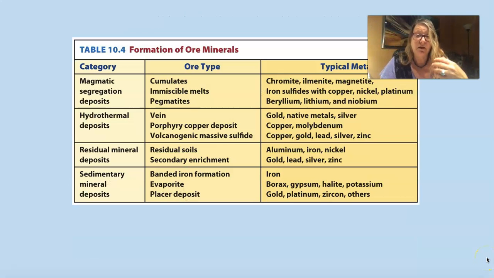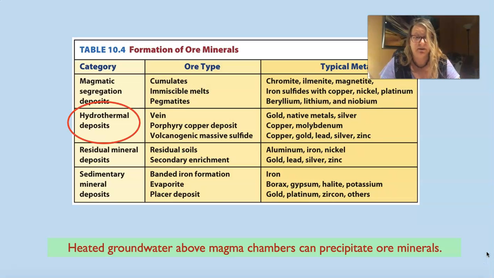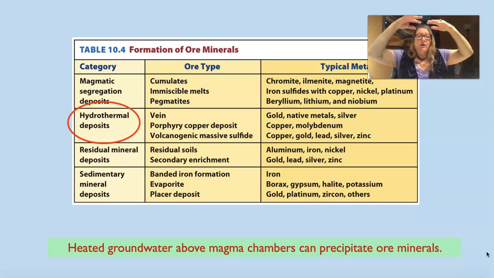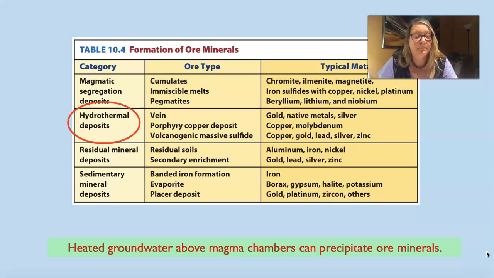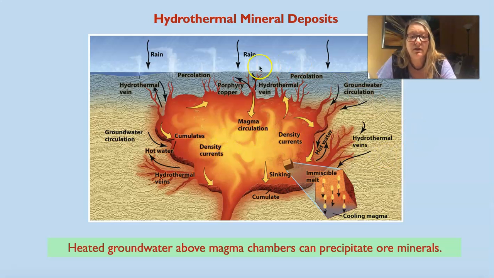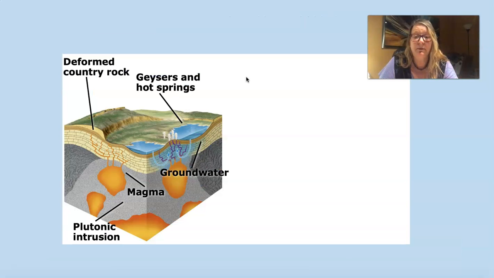Another type of separation that occurs related to magma chambers are hydrothermal deposits. These are related to the heat at the top of the magma chamber that heats up groundwater. So up here in this region, where this very hot material is heating up groundwater, it can actually precipitate out brand new minerals from the water. So let me show you.